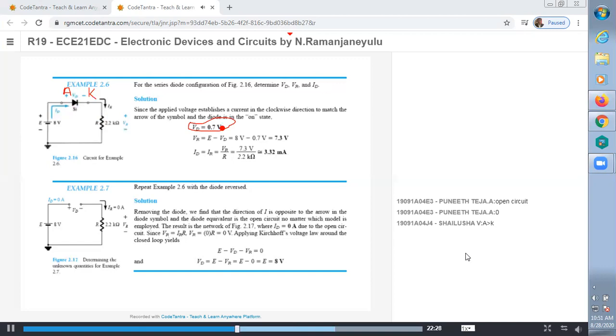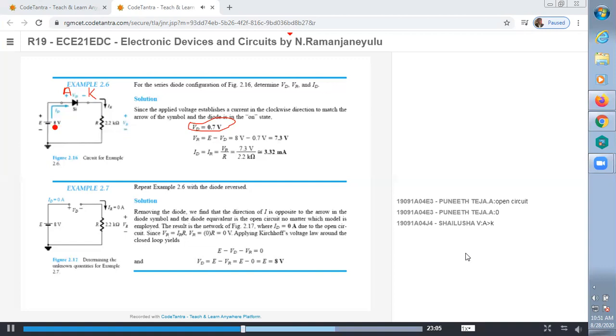What is the equivalent model here? Equivalent model is this 0.7, right? Now what is VR? VR is equal to, simply apply KVL to the loop. Voltage across resistor is equal to input minus drop across the diode. So E minus VD, 8 volts minus 0.7, that is equal to 7.3 volts. So the load voltage VR, our voltage across resistor, is equal to 7.3 volts.